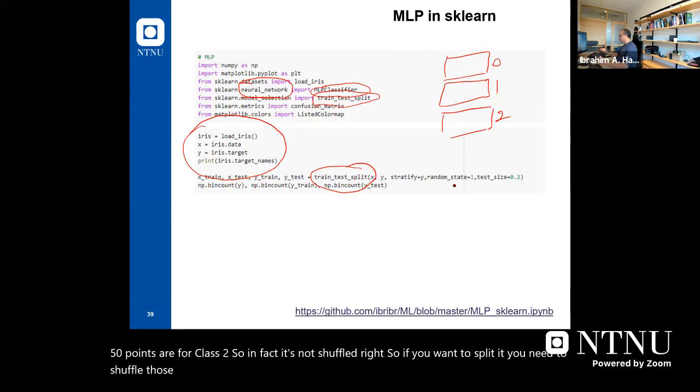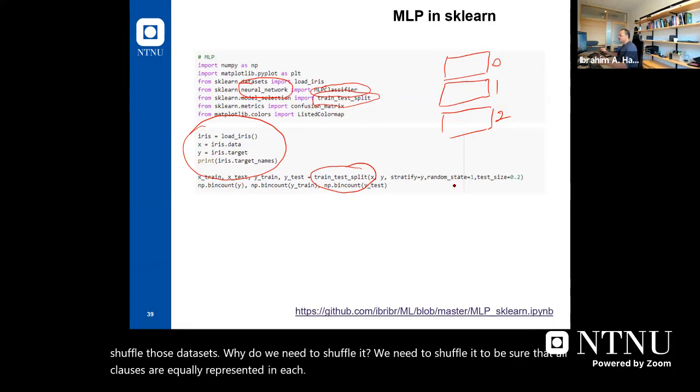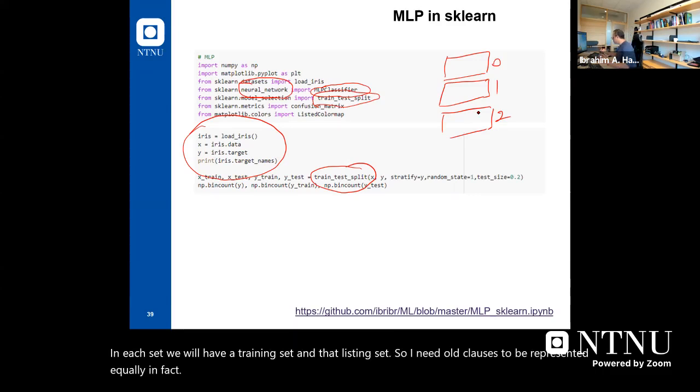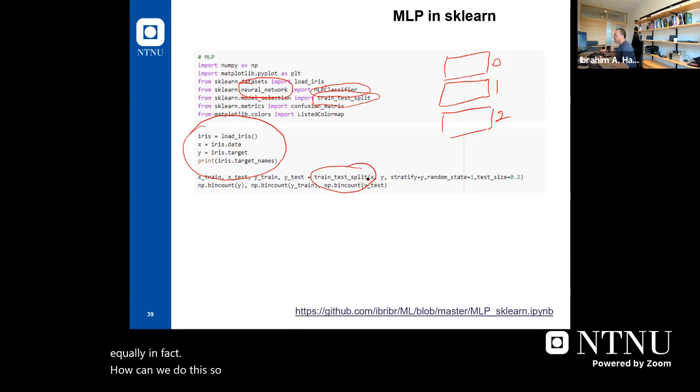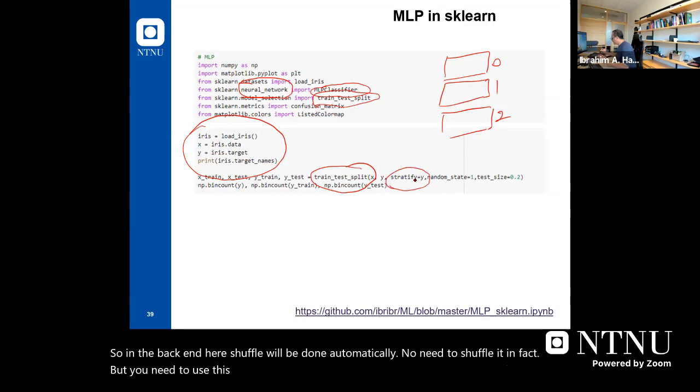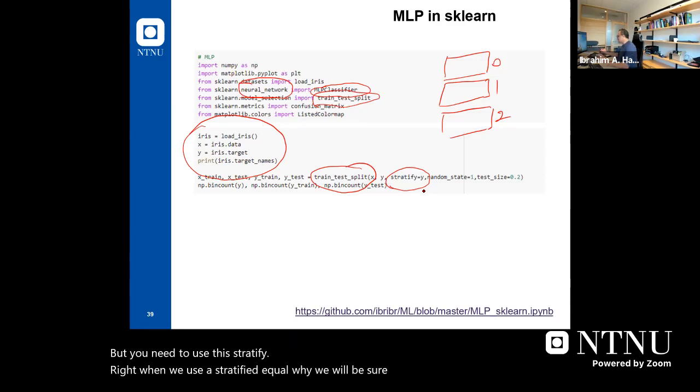Why do we need to shuffle it? We need to shuffle it to be sure that all classes are equally represented in each set. We will have a training set and a testing set, so I need all classes to be represented equally. How can we do this? First we will shuffle. Shuffle will be done automatically here, in the back end, so you don't need to shuffle it. But you need to use this stratify, right? When we use stratify equal Y, we will be sure that the 3 classes will be equally represented in the training set and in the testing set.